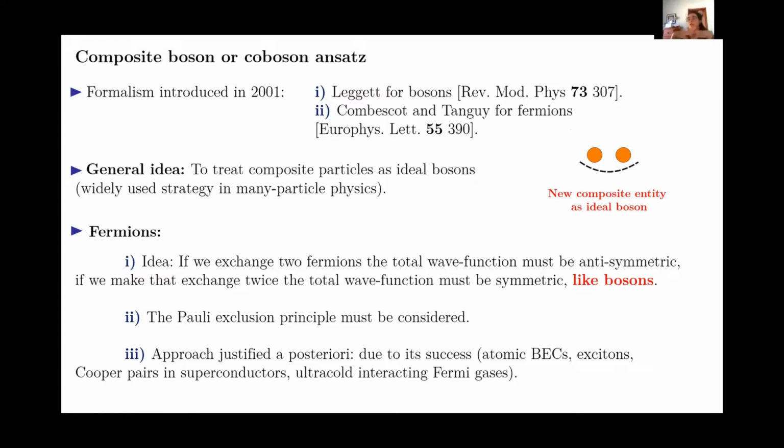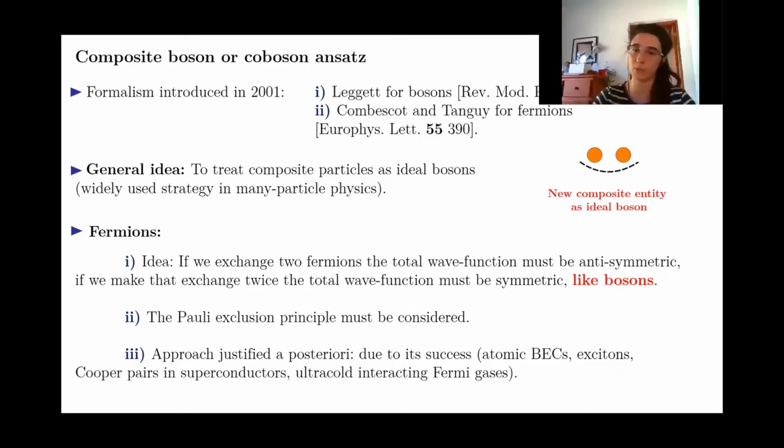The basic idea of this ansatz is to treat a composite particle such as an atom or nuclear molecule as if it were an ideal boson. The simple case could be to think of two bosonic or fermionic particles making a new composite entity that behaves like an elemental boson. This strategy to deal with composite particles is widely used in many body physics, and it is justified a posteriori because it works in the sense that it allows us to predict and manipulate the behavior of physical systems.